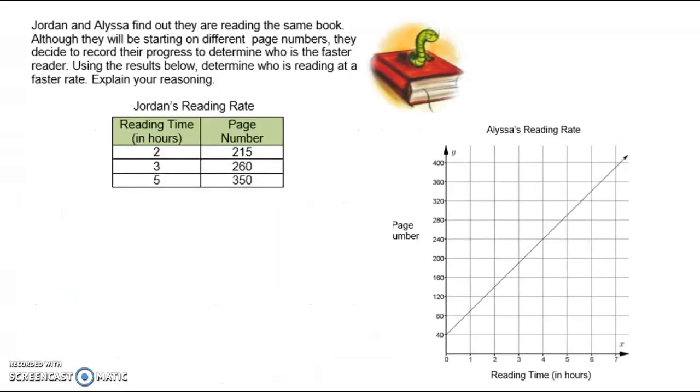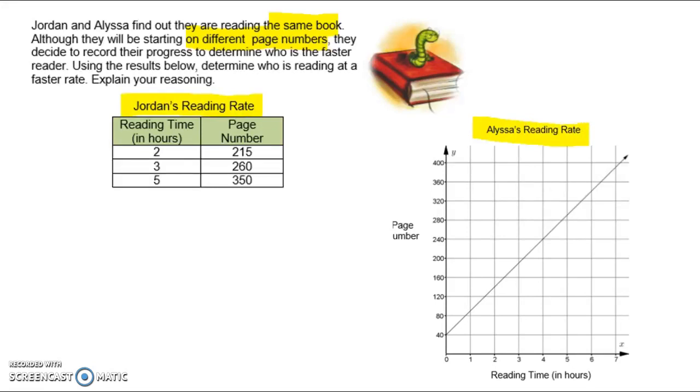All right, go and take a look at the next one. Jordan and Alyssa find out they are reading the same book. Although they will be starting on different page numbers, they decided to record their progress to determine who is the faster reader. Using the results below, determine who is reading at a faster rate. Explain your reasoning. So we have Jordan and Alyssa. They're reading the same book, but they're on different page numbers. That's important. So Jordan's reading rate is the table. Alyssa's reading rate is the graph.